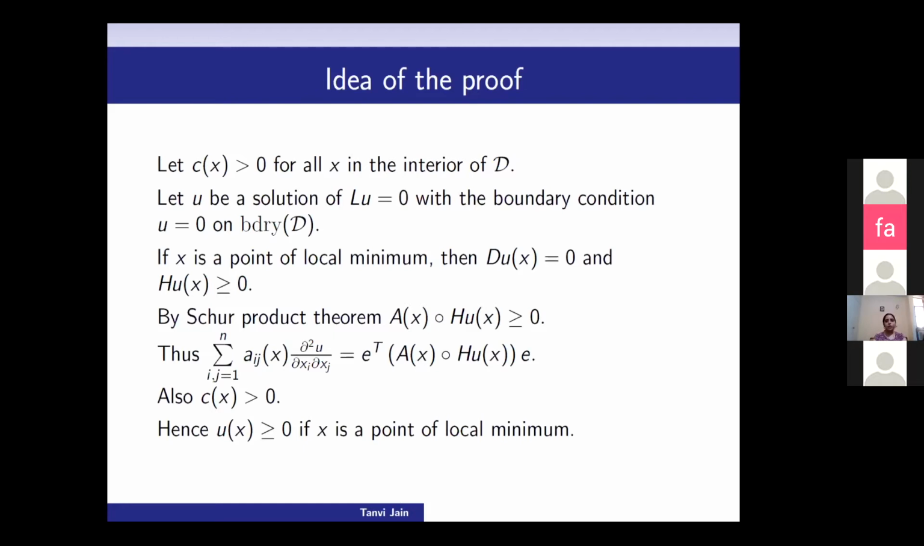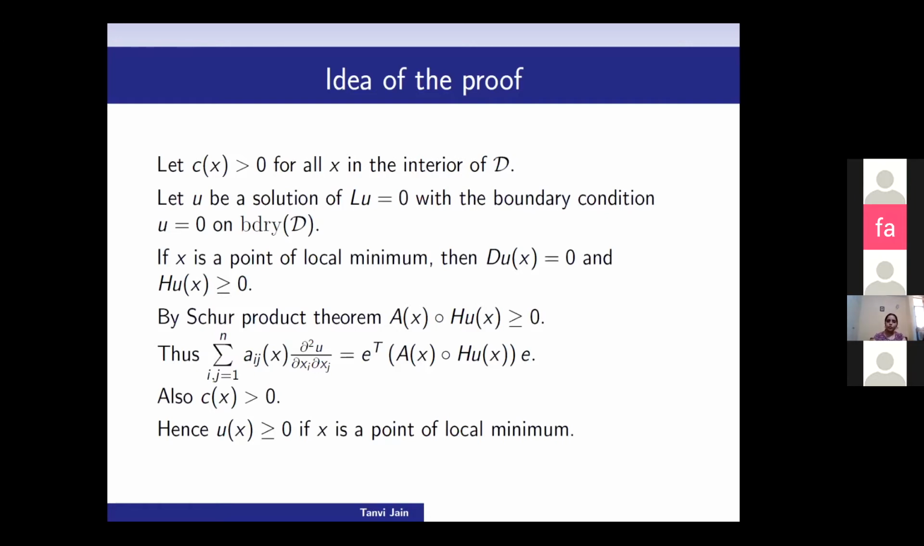So now let us assume that C(x) is strictly greater than 0. We consider the boundary value problem, Lu is equal to 0, with the boundary condition that u is equal to 0 on the boundary of D. Let's start with that. Now let u be a solution of this problem and take x to be a point of local minimum. Now that gives me that the gradient Du at this x will be 0 and H u(x) will be a positive semidefinite matrix.